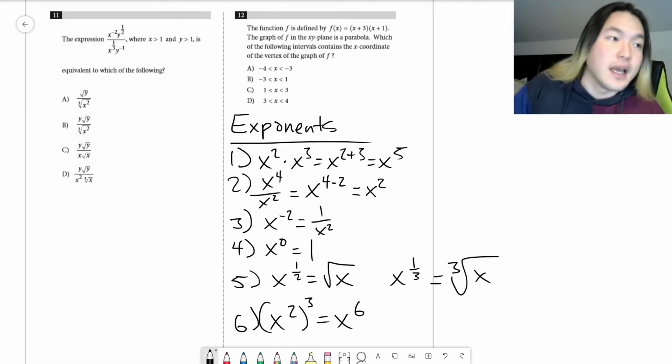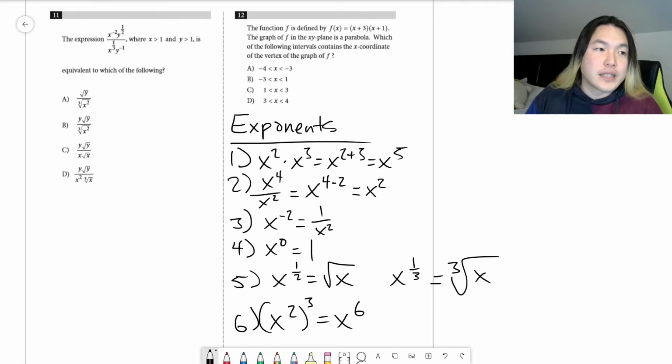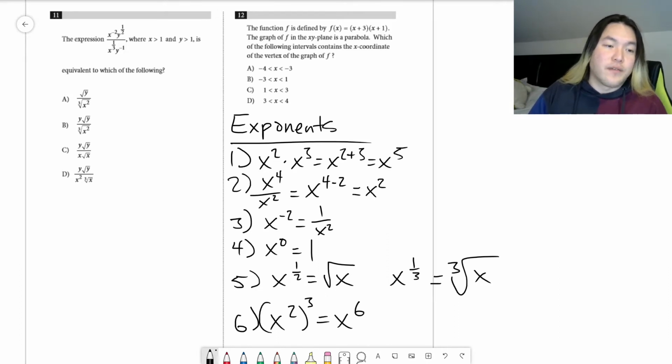Question 11 reads, the expression x to the negative 2, y to the 1/2 divided by x to the 1/3 times y to the negative 1, where x is greater than 1 and y is greater than 1, is equivalent to which of the following?